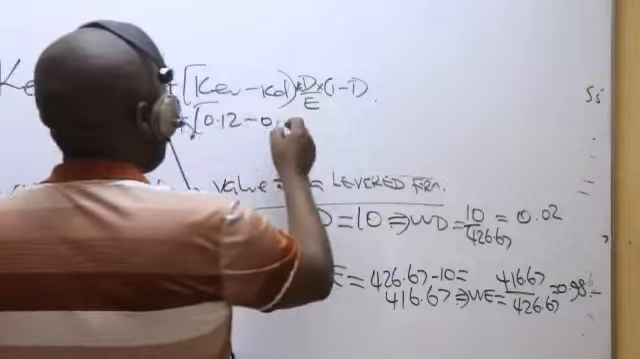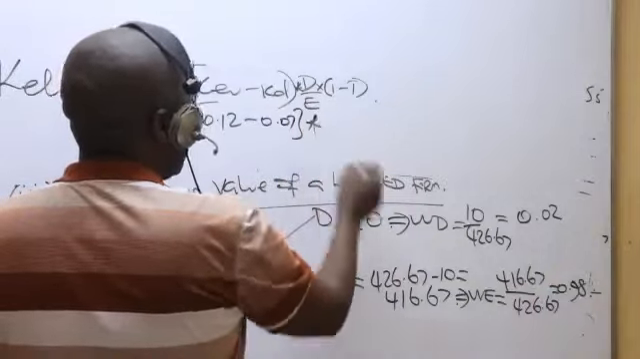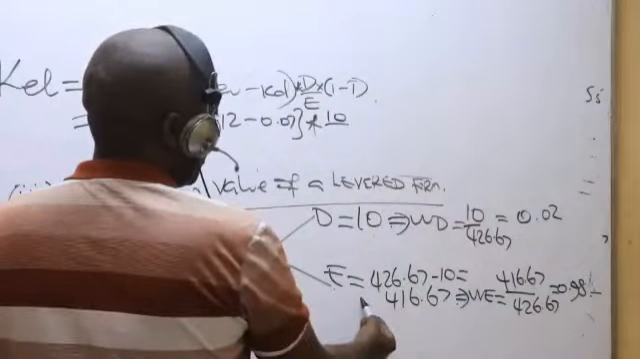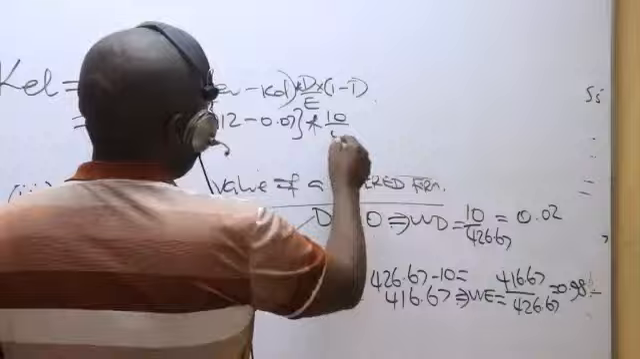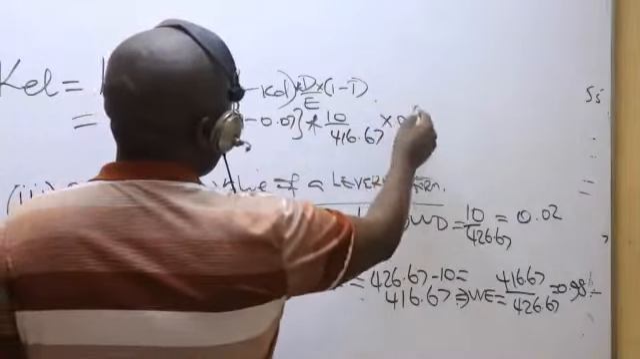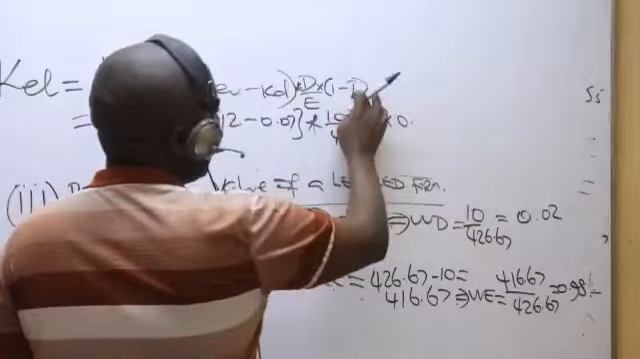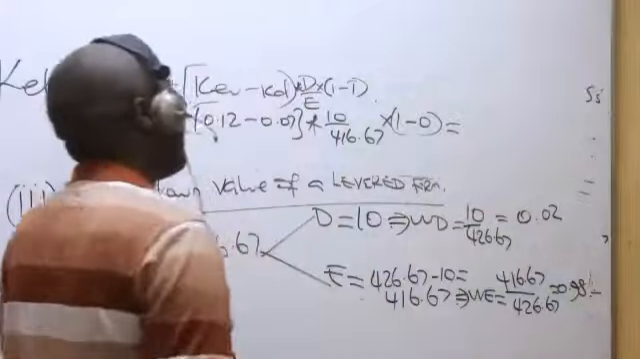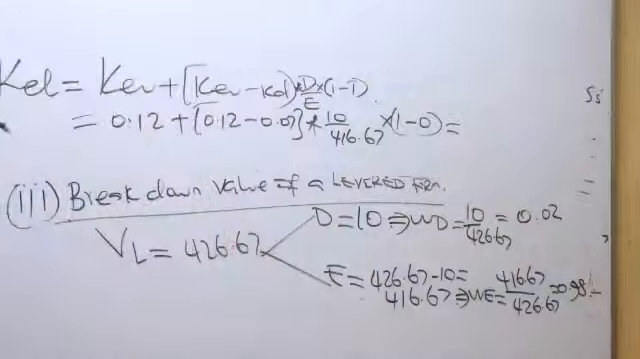So 0.07 into debt, which here is 10, over equity, 416.67, times tax. What did they say the tax is? Tax is 0, no taxes. So 1 minus 0. You must move slowly there. Tax is 0.